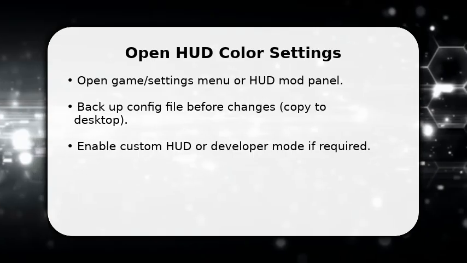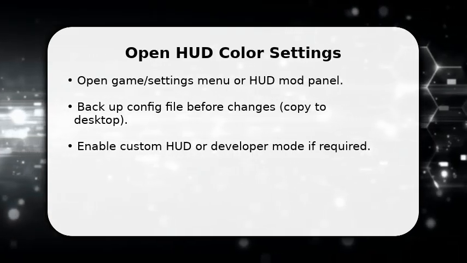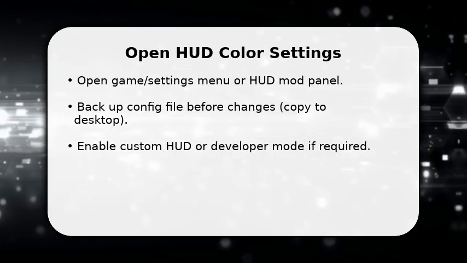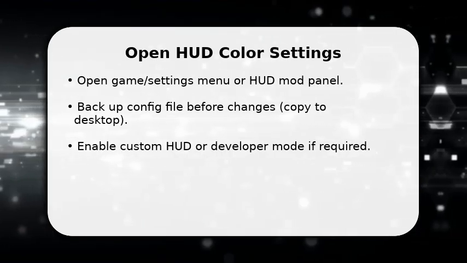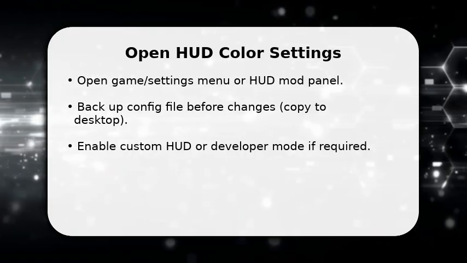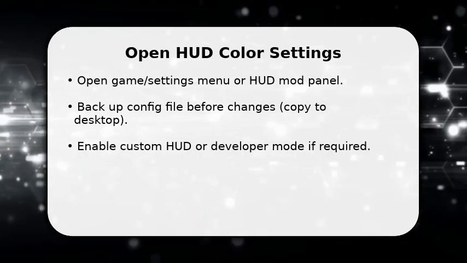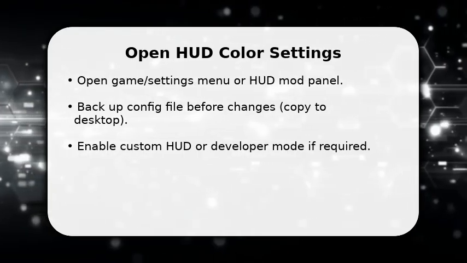You start by opening the HUD color settings inside the game or the mod panel. This gives immediate access to controls. Make a quick backup of the config file so you can revert if needed. Once done, enable custom HUD or developer mode when prompted, because some games lock color controls behind that option.